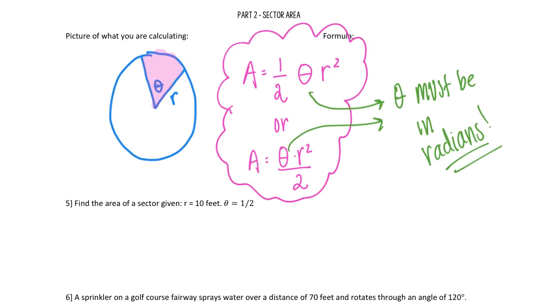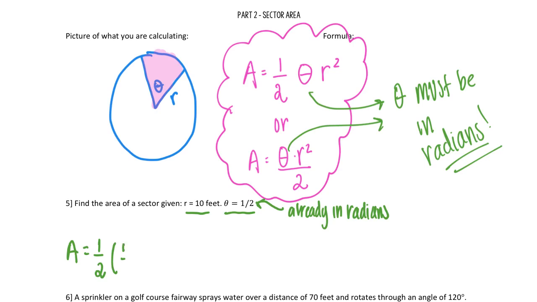In our first problem here, we are asked to find the area of a sector given that the radius is 10 feet and theta is 1/2. Remember, if that theta does not have a degree, it is already in radians. You love it when it's like that because it saves you some time. So we plug into our formula. The area is equal to 1/2 times theta, so 1/2 again, times your radius squared, so 10 squared.